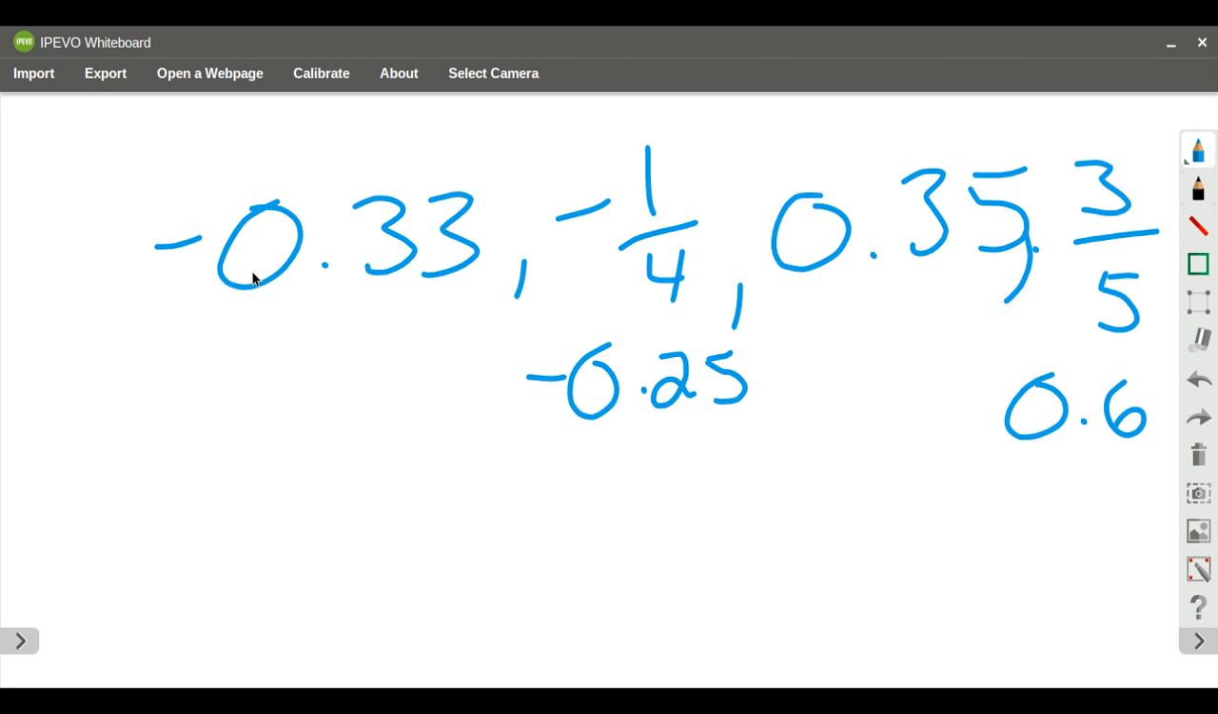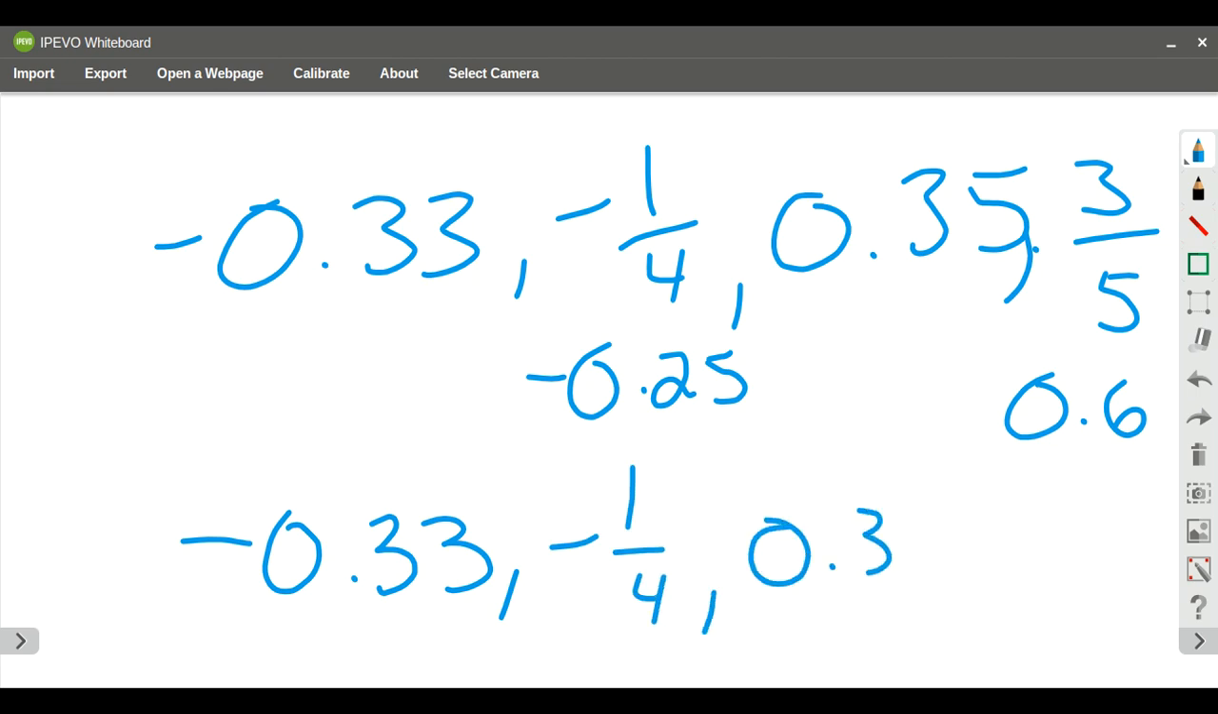So put them in order. So I start looking at my number forms, negative 33/100, negative 25/100, 35/100, and 6/10. Ooh, these are already in order from least to greatest. So I'm just going to rewrite it using that original form, and then I'm done with this problem.